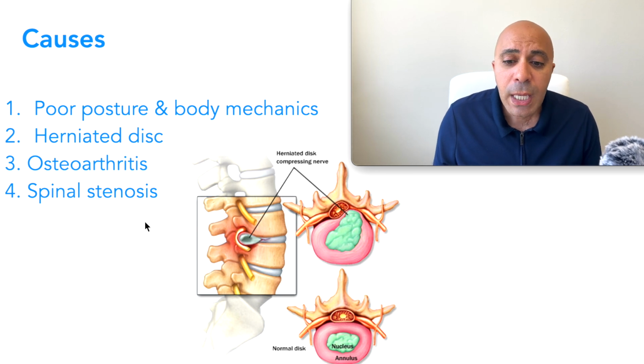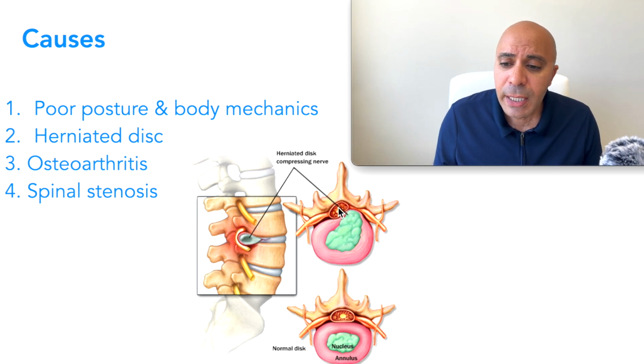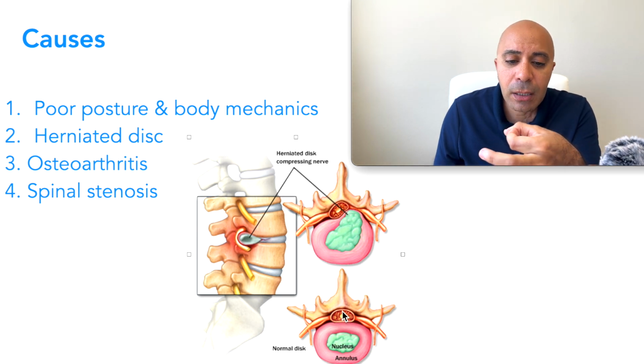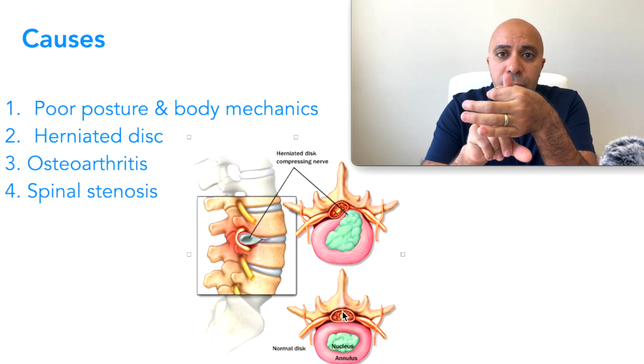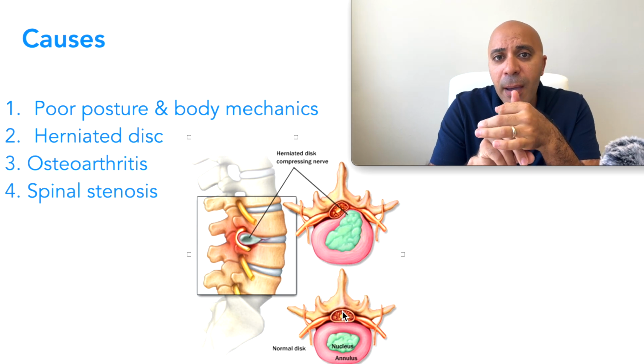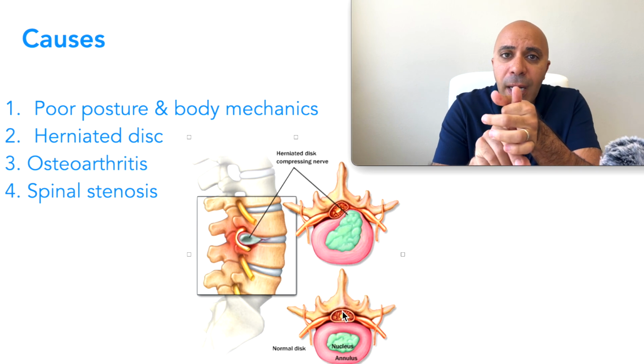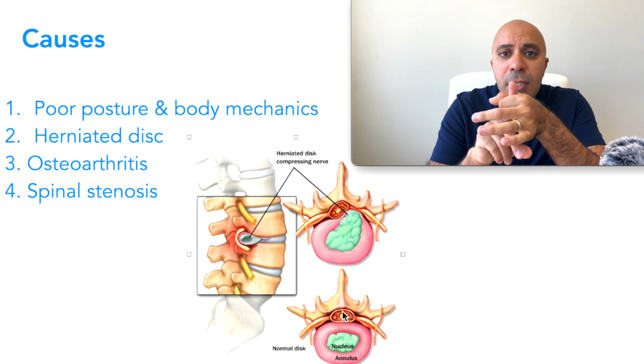The fourth cause is spinal stenosis. Basically, you have the spinal canal that the spinal cord goes through between the vertebrae. When you have spinal stenosis, it's a narrowing of that canal, so the spinal nerve going through it will be compressed. That usually can happen from genetics, or also from osteoarthritis narrowing the space in the spinal canal.